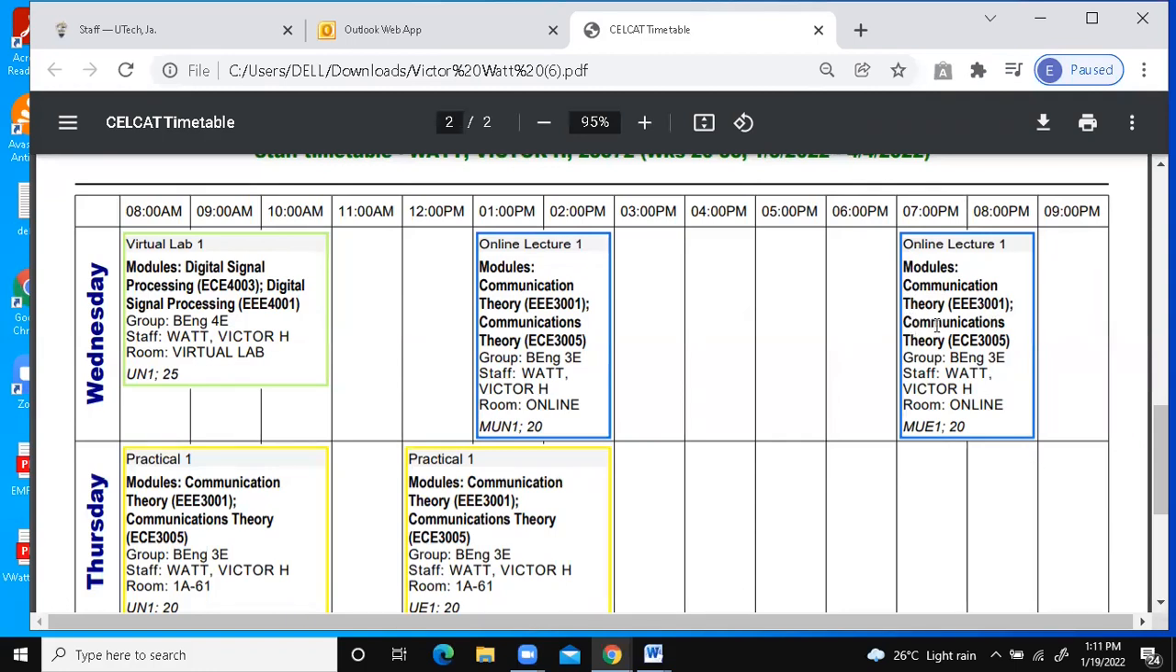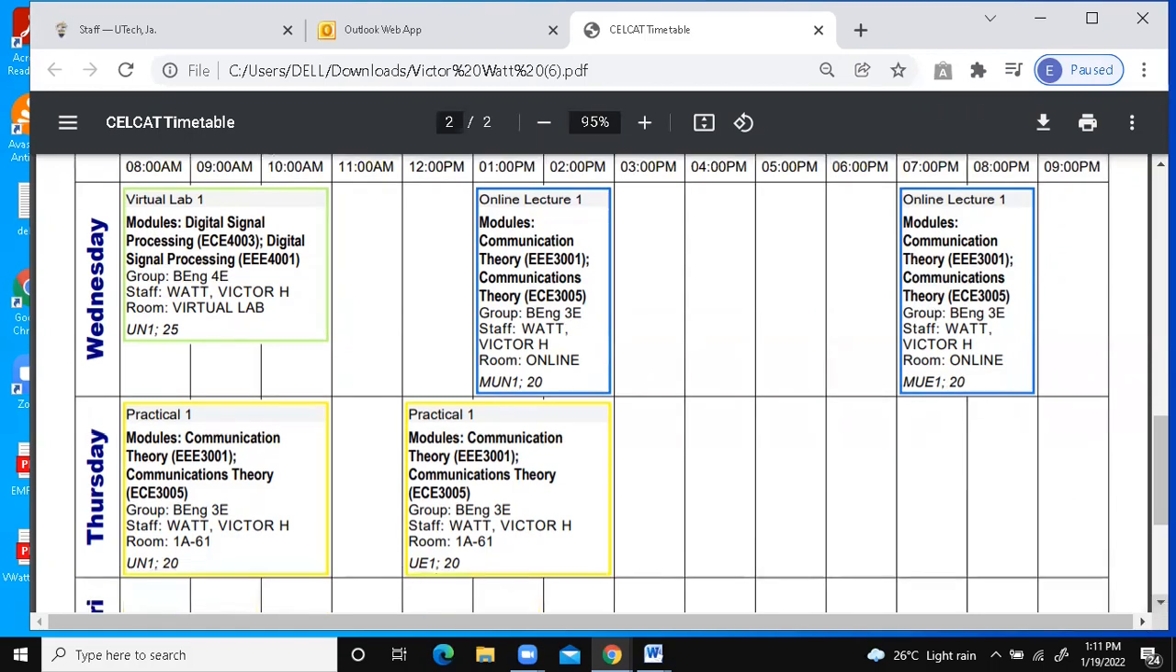Because half of 70 is 35, and to get everybody to come to the first lecture would be a bit of a stretch. So let's see how the first couple of weeks work out.